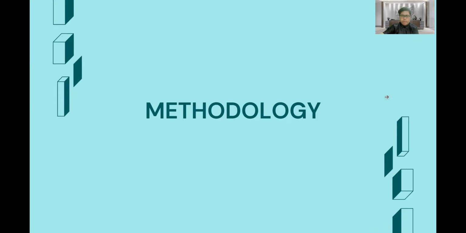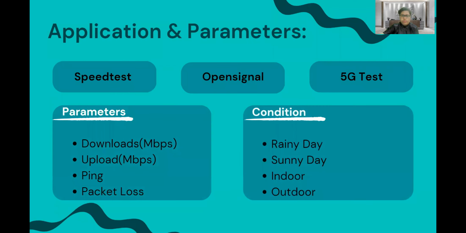Now is the part for the project methodology. Our methodology for this project consists of 3 tools to be used for network measurements. The tools are Speed Test, OpenSignal, and 5G Test. On all of these tools, we will be taking a list of parameters for performance comparison and analysis. So we will be analyzing the download speed, upload speed, ping, and packet loss. Other than that, we are also analyzing certain conditions when taking the network measurements, such as during a rainy day, during a sunny day, indoor and outdoor. Based on our analysis, the performance of the network varies with different conditions.